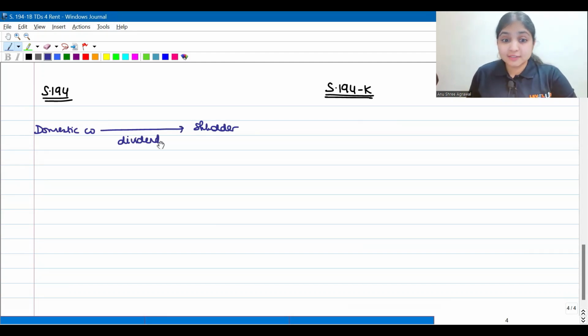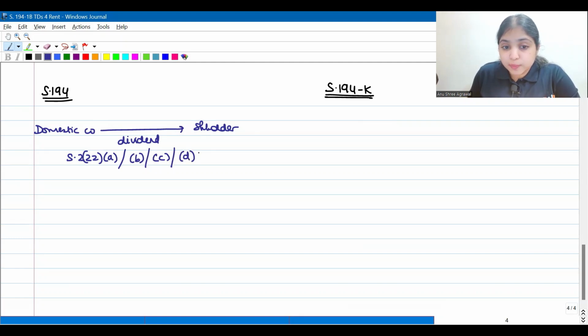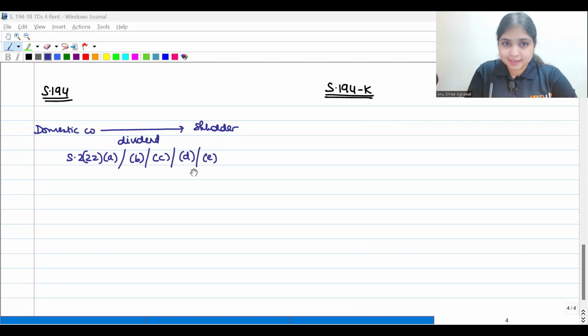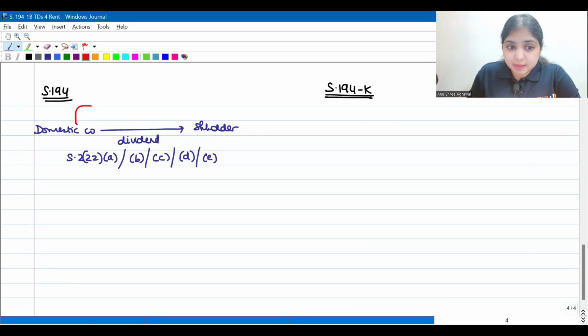Now see, this dividend can be any kind of dividend. It can be 222A dividend. It can be 222B dividend. It can be 222C dividend. It can be 222D dividend. It can be 222E dividend. It can be any category of dividend. This domestic company will deduct tax at the time of payment.